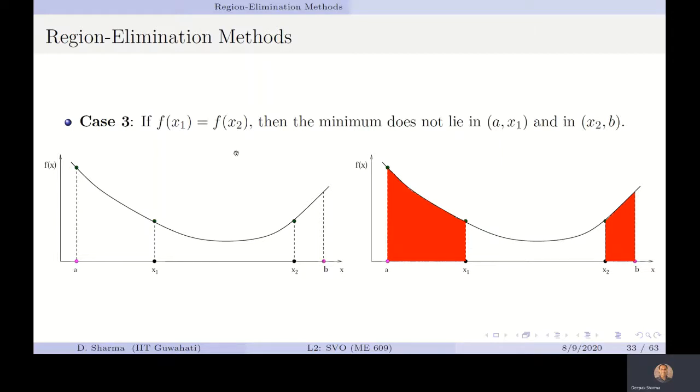Similarly, in case three, when the function value at x1 is equal to the function value at x2, we know that the minima will never be lying in the two outer regions. As you can see from the second figure, between a and x1 and between x2 and b, the minima will never be lying. So we will never perform our search there. We eliminate those red regions and we just perform our search between x1 and x2.